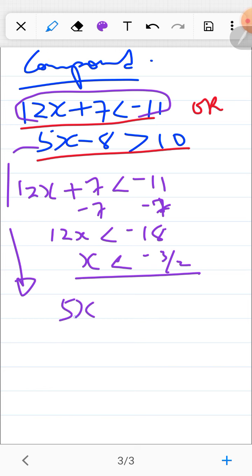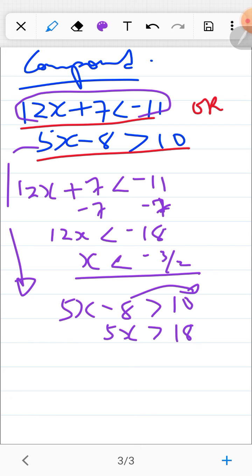Then moving on to the second one, 5x minus 8 greater than 10. If I move the 8 over to the other side and it adds to the 10, I have 5x is greater than 18, and when I divide by 5, I'll have x is greater than 18/5. So what does this mean?